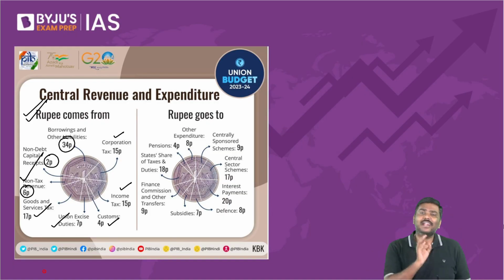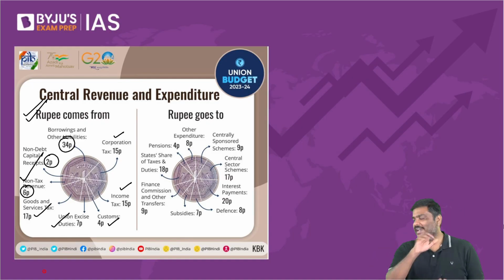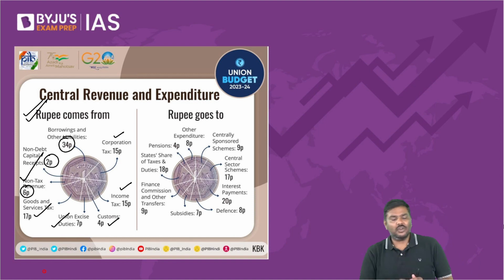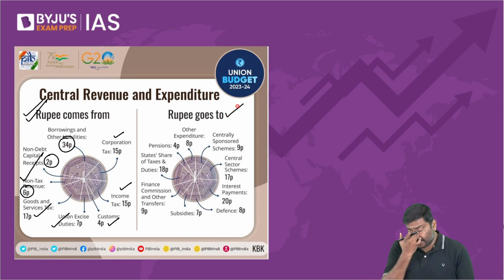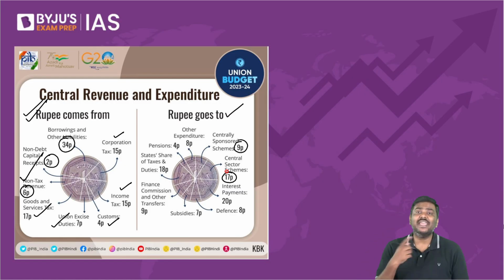So 58% is coming in the form of taxes. That's the reason government is so much worried about taxation. But on the other hand, have a look at this. Where does government spend the money? Government will spend on schemes. More than 1/4 of the money government will spend on schemes.